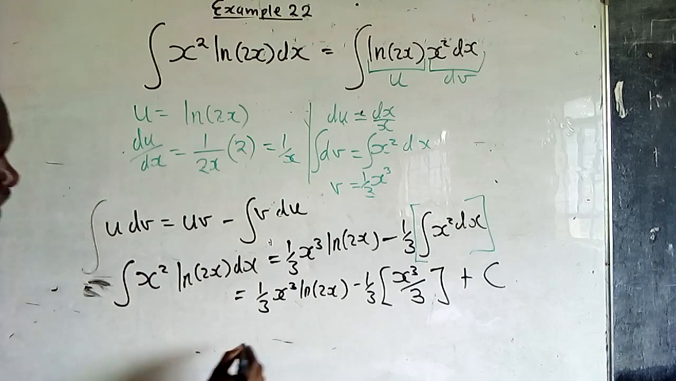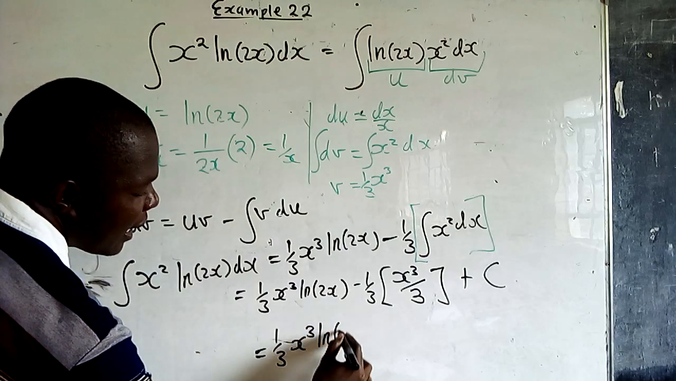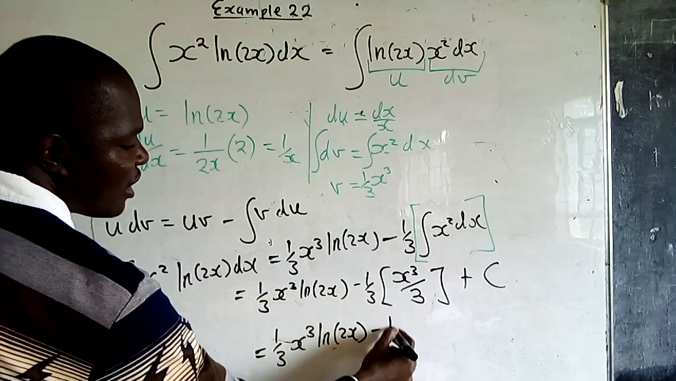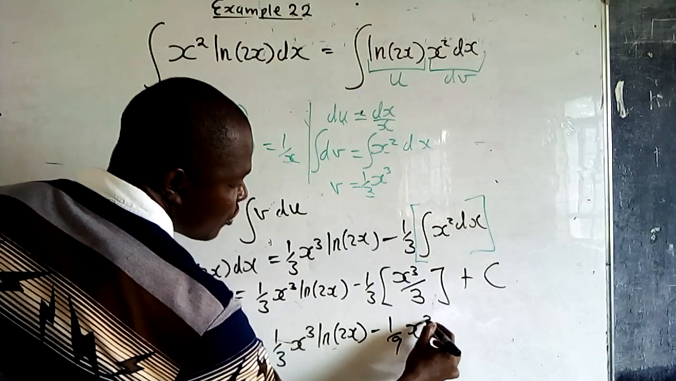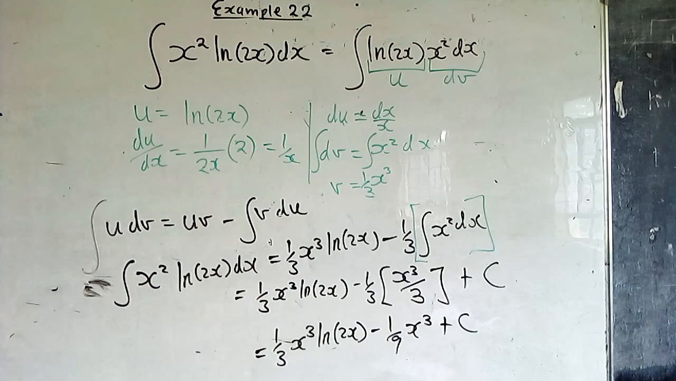So if you open that bracket, you get a third x cubed ln of 2x minus a third divided by 3, which is minus 1 over 9 x cubed, plus c. And you've solved that given problem. Are we together?